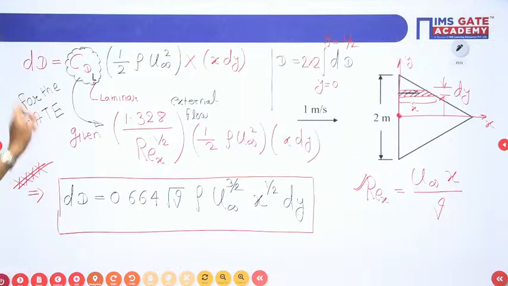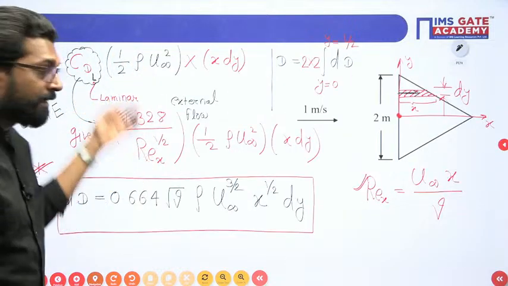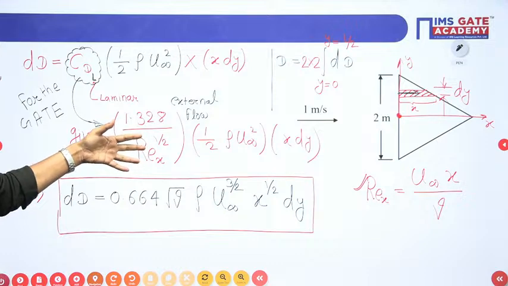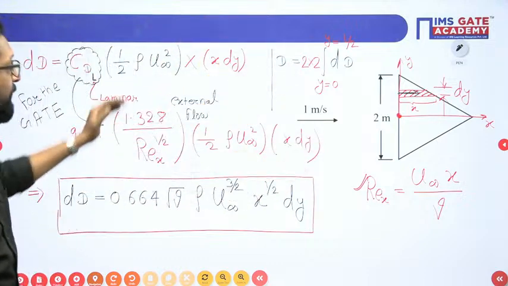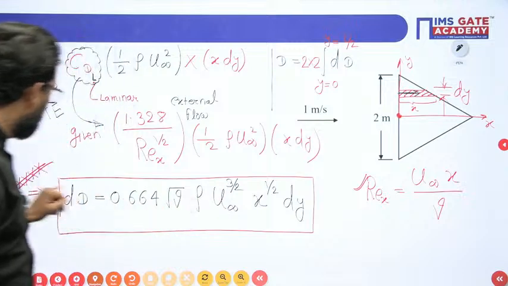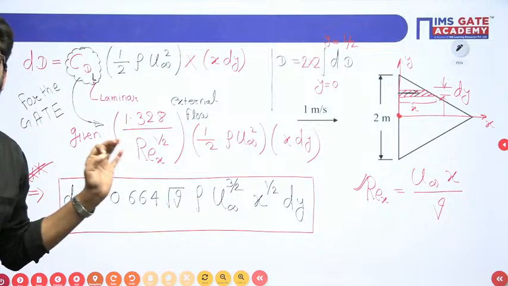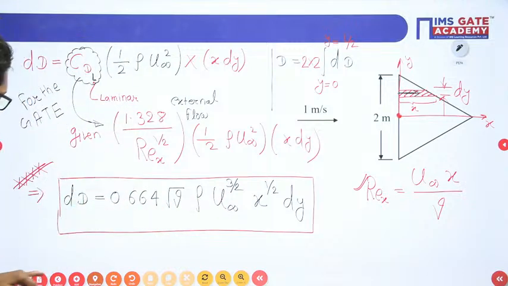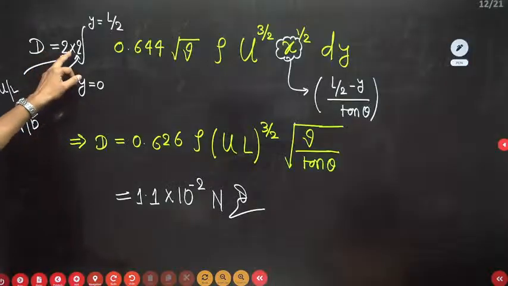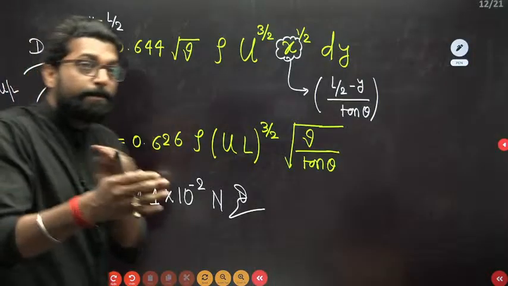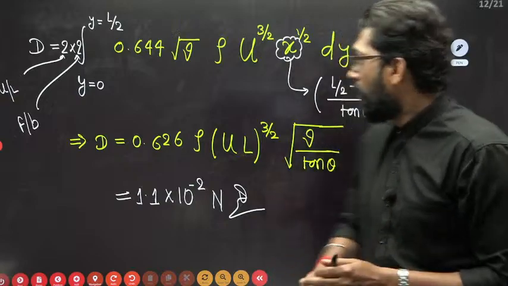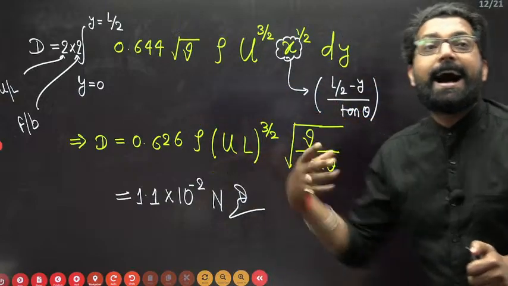Once you understand that the flow is laminar, just put this value over it. Now you have to rearrange it. During the rearrangement, be careful. After rearranging, take only the portion they are asking about in the question.